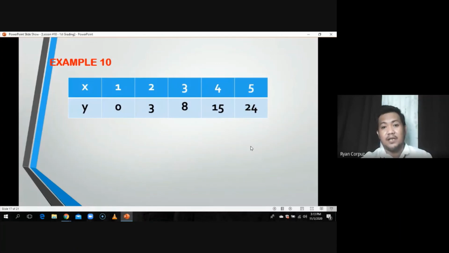Second difference is the key. 9 minus 7 is 2. 7 minus 5 is 2. 5 minus 3 is 2. So they do have the same second difference.